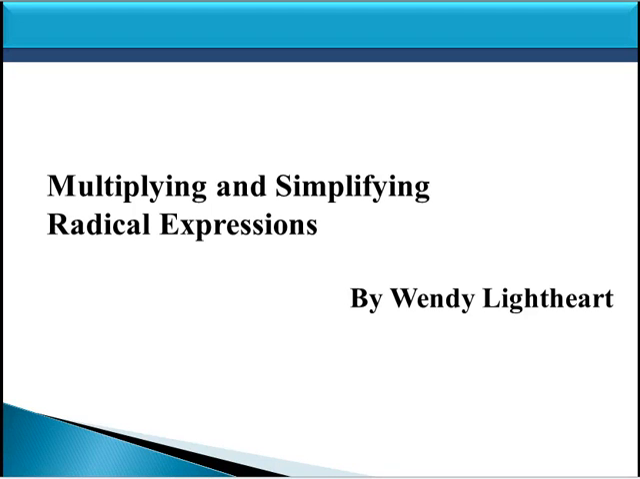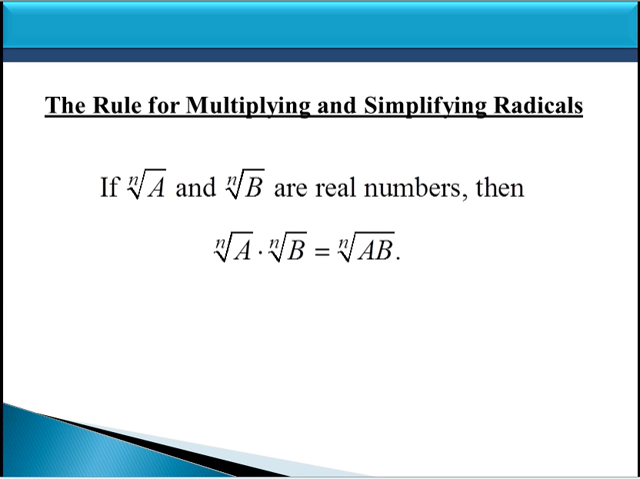In this video we are going to learn how to multiply and simplify radical expressions. So the main rule that we're going to be using for multiplying and simplifying radicals is that if the nth root of a and the nth root of b are real numbers, then the nth root of a times the nth root of b is equivalent to the nth root of a times b. So this tells us that we can combine two radicals that are being multiplied together as long as they're both the same root, so the indices are the same.